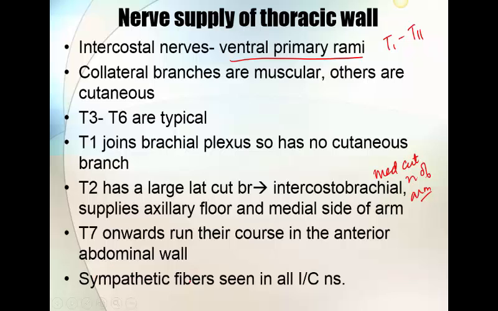And all the intercostal nerves have sympathetic fibers. We saw earlier, all spinal nerves have sympathetic fibers. Intercostal nerves are nothing but the ventral rami of the T1 to T11 spinal nerves. So they will have sympathetic fibers in them, which supply the erector pili muscle, the sweat glands, the blood vessels in the skin, and all of that.